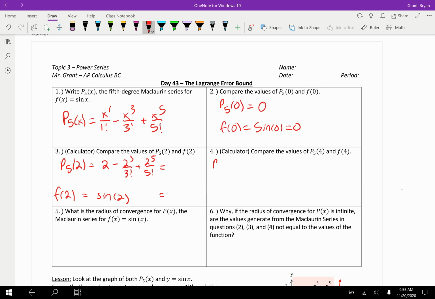But I'm going to set each of these up, and then we can go ahead and compare with the calculator and see how we do. It's 4 minus 4 cubed over 3 factorial plus 4 to the 5th. And then f of 4 is sine of 4, which is, of course, something. And so let's see what we can do.